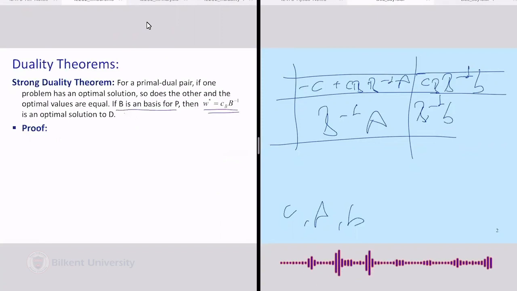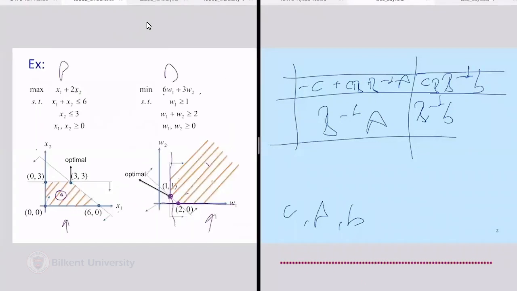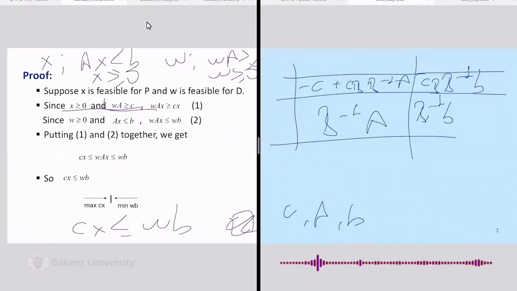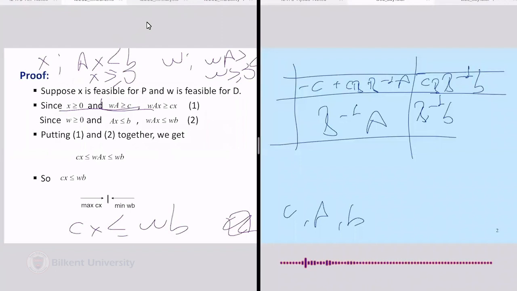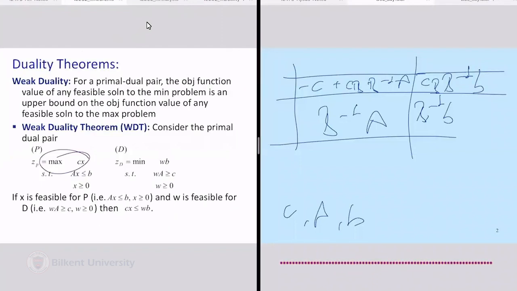Let me go over all those theorems, what they are in a nutshell. I keep saying duality theorems, but they're no big deal. There are only three theorems: weak duality, strong duality, complementary slackness. What is weak duality? Weak duality, even though it says weak, is one of the strongest things coming out.